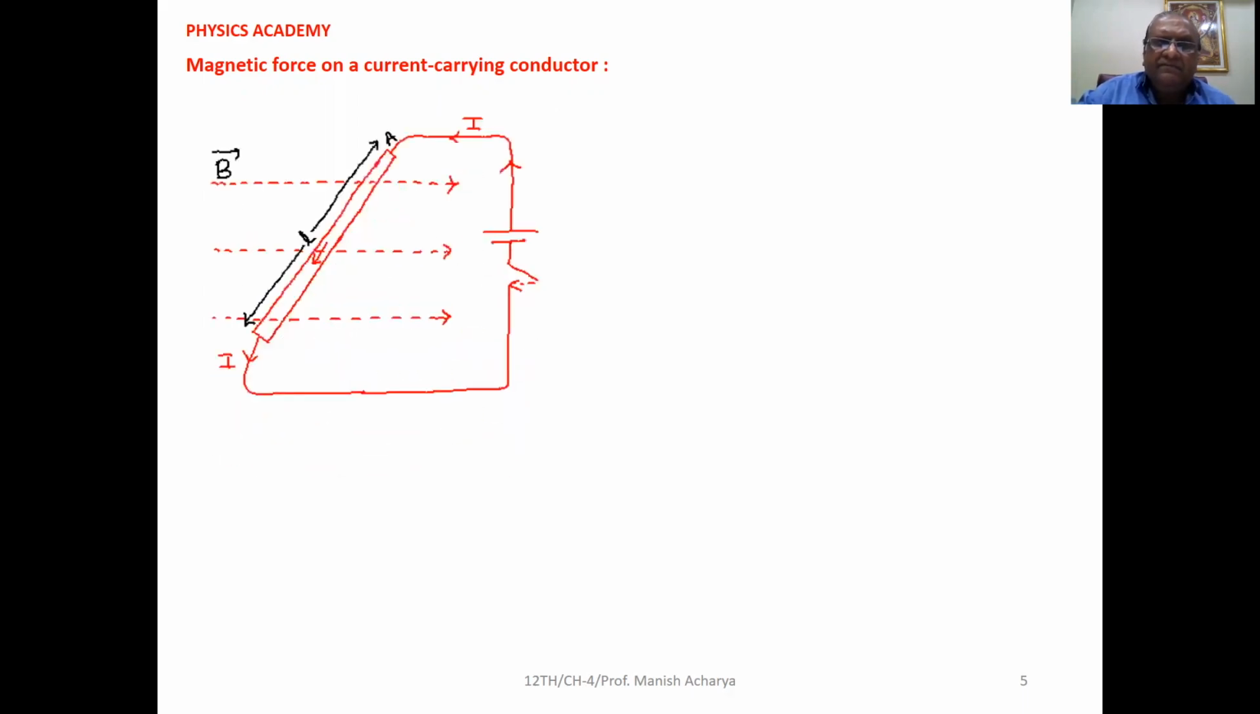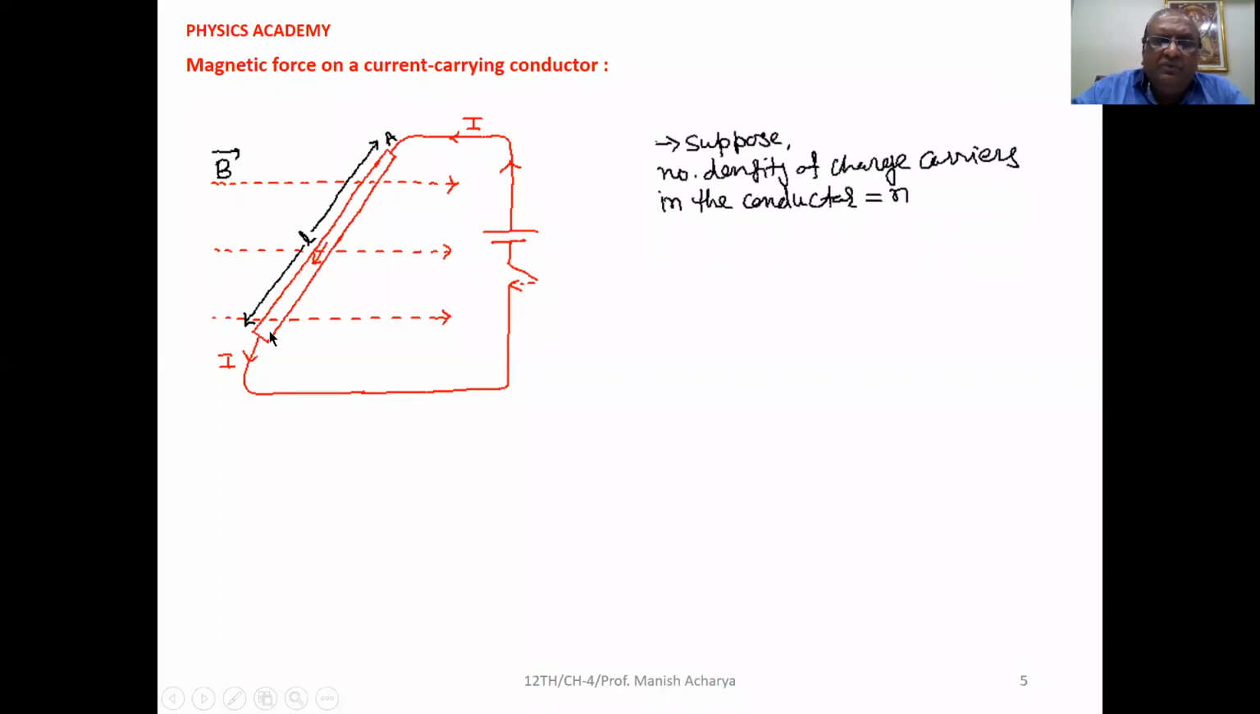Now here, suppose as shown in the figure, we have a uniform magnetic field in which a conductor having length L is placed, which is connected with the battery. Now when the circuit is switched on, suppose current I is flowing through this particular conductor in the direction as shown in the figure. And now we have to derive the equation for the force acting on this current carrying conductor. Clear?